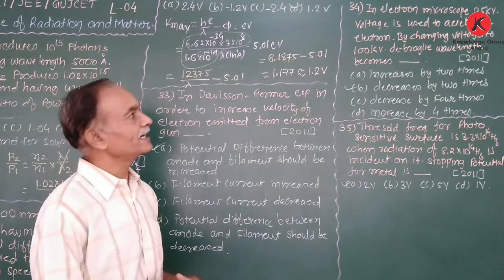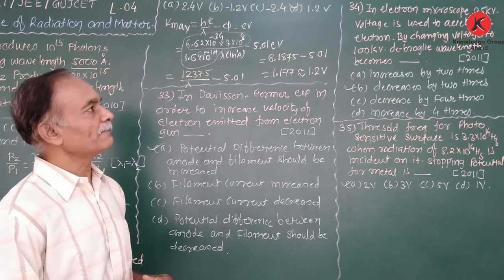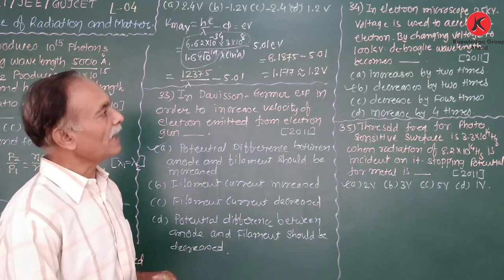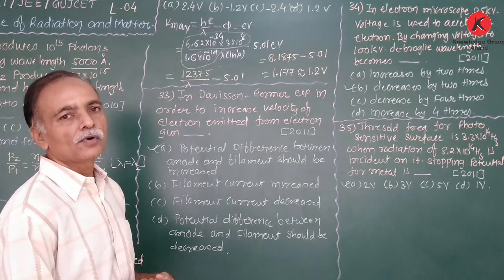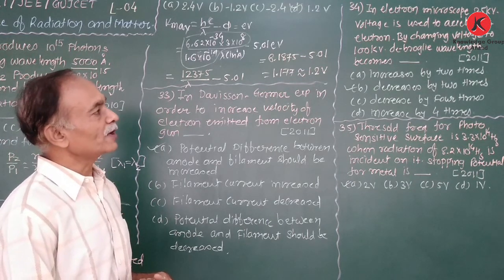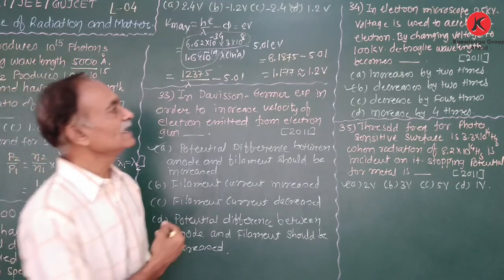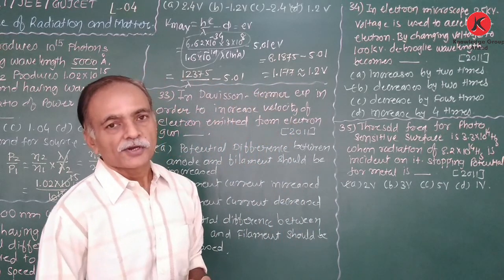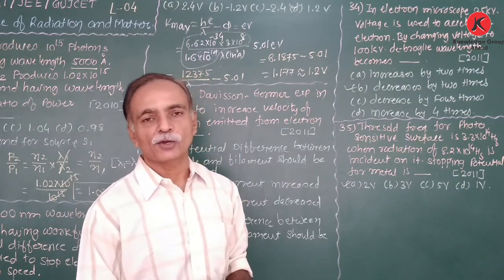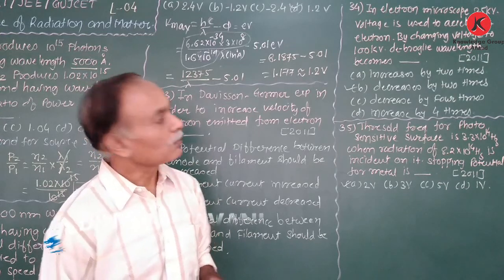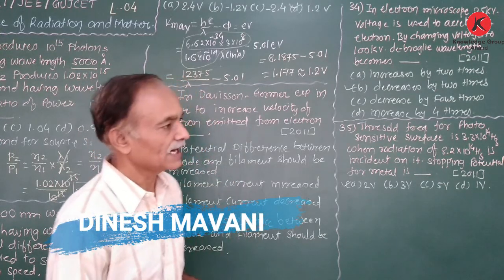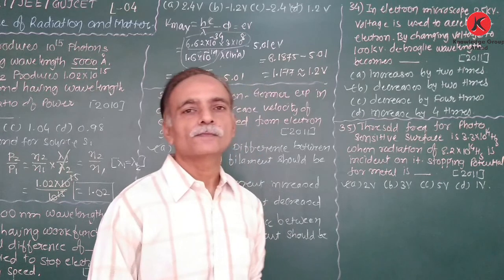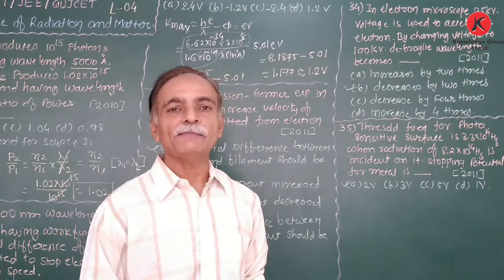Now after that, the next, question 34. In an electron microscope, 25 kilovolt voltage is applied to accelerate electrons. Now, by changing the voltage to 100 kilovolt, the de Broglie wavelength becomes? Initially, in the electron microscope, we are applying 25 kilovolt potential difference. Now we increase this voltage from 25 kilovolt to 100 kilovolt. So what should be the de Broglie wavelength of the electrons which are emitted? We know that lambda, the de Broglie wavelength, is equal to h upon p, and p is equal to the square root of 2meV.